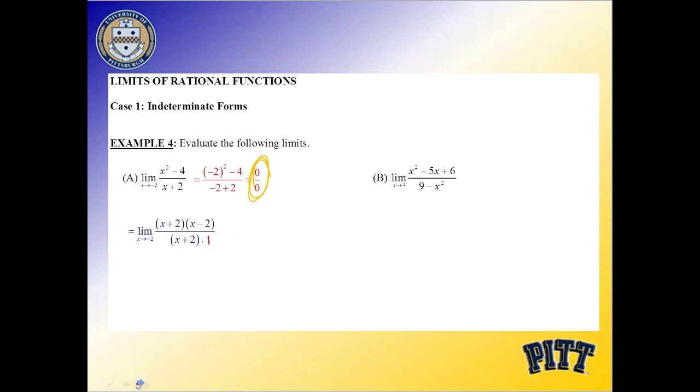Because I have the same quantity being multiplied on the top and the bottom, they cancel out, which leaves me with the limit as x approaches -2 of x minus 2. That cancellation gets rid of the 0 over 0. So now once that cancellation occurs, I go back to step 1. I plug in the number that x is approaching and see if I get a numeric value. And I do get -4. So that's the value of the limit. The limit of x squared minus 4 over x plus 2 as x approaches -2 is -4.